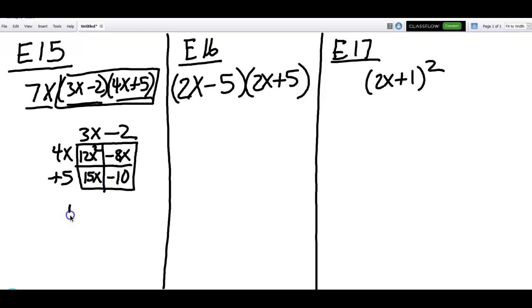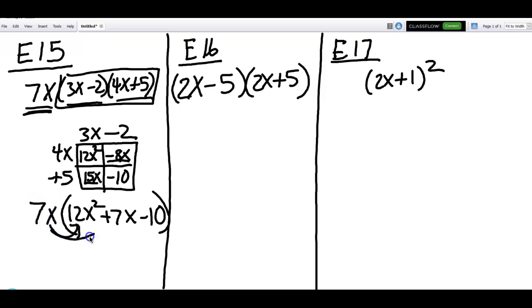And so we have 12x squared. And I've got 15 and negative 8, which makes 7. And then we have negative 10, right? Then what we're going to do is multiply the 7x as well. So that's the last thing I'm going to recommend: distribute the single number into the whole thing. So you'd get your final answer that way. So that's for number 1, or number 15 there.